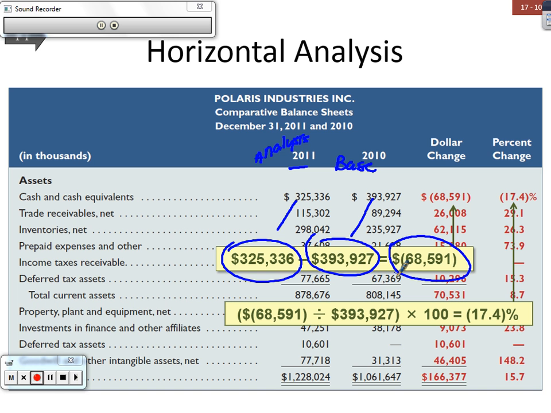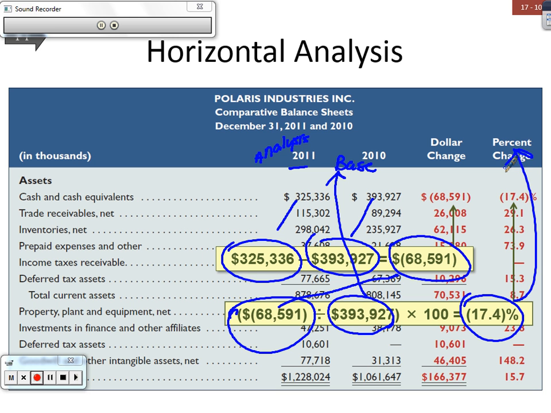Okay, so then we take our dollar change and we bring it down here to find our percent change. And we're going to divide that by what? Base. This always goes back to the same thing. And multiply that by 100 to get our percent change. So everybody's clear about that, right?